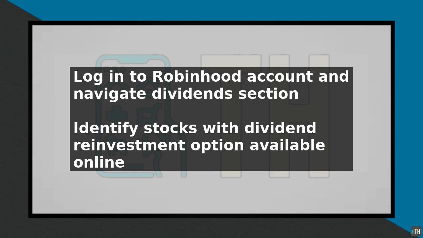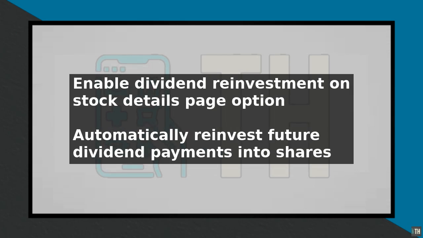Once you have identified the eligible stocks, go to the stock's details page and look for the dividend reinvestment option. This option is usually labeled as Reinvest Dividends or Dividend Reinvestment Plan. Click on this option to enable dividend reinvestment for that particular stock.